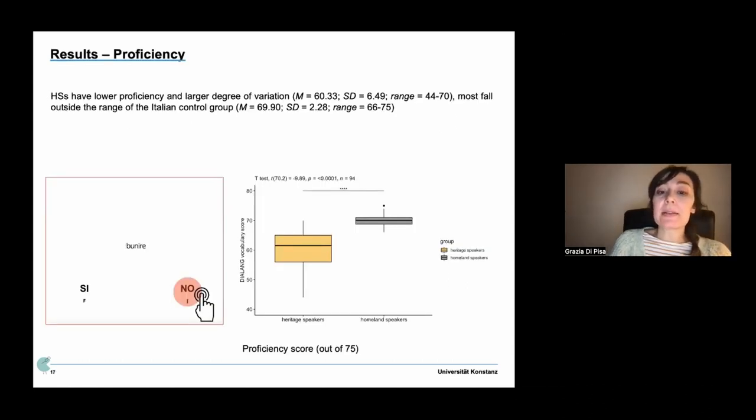So let's have a look at the results. For the dialogue, they were seeing a noun in the center of the screen, and they were instructed to press yes or no depending on whether this noun was a real word or a non-word. In this case, punire in Italian is not a word, so the answer is no. As we can see from these results, heritage speakers have lower proficiency compared to the Italian control group. And they also had a larger degree of variation. This is something we would expect, because we know that in heritage speakers there is a lot of variation, also in terms of proficiency.